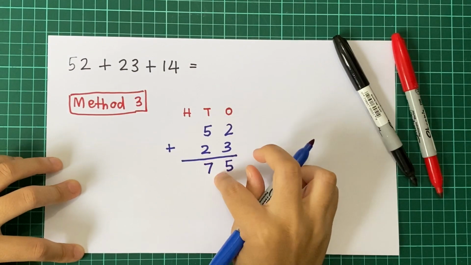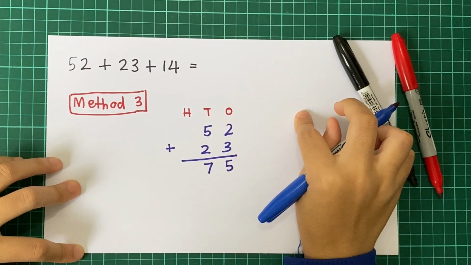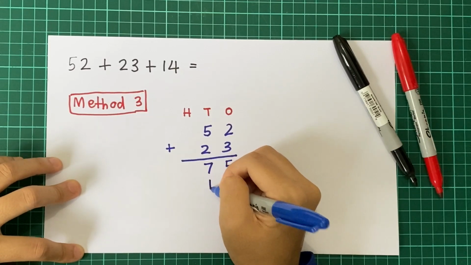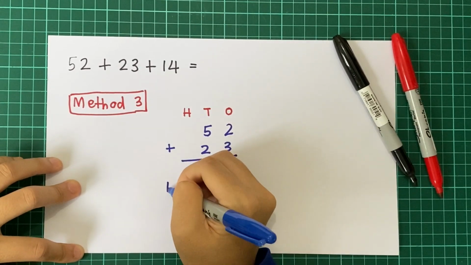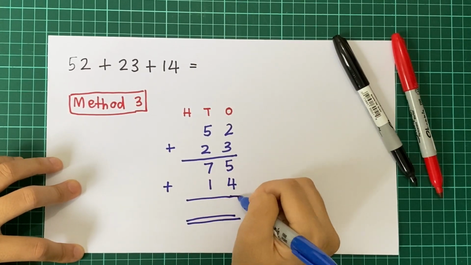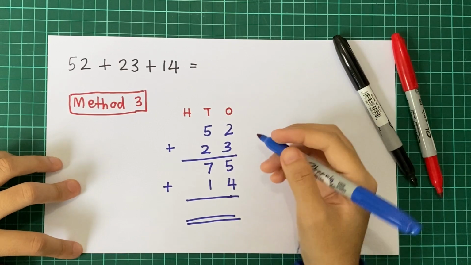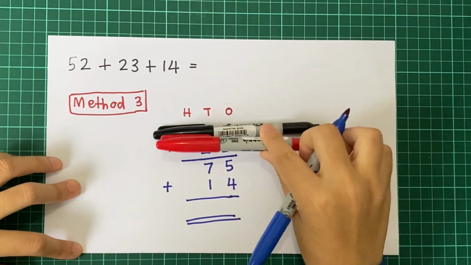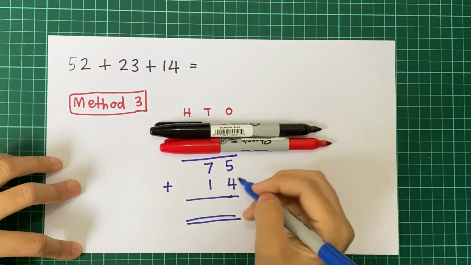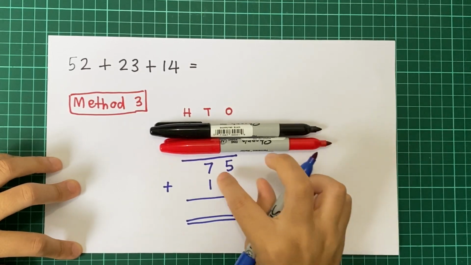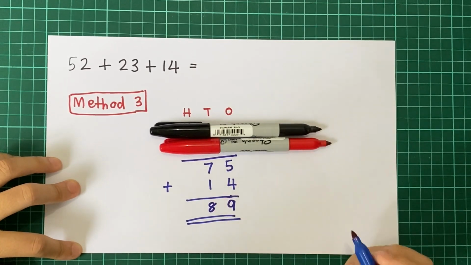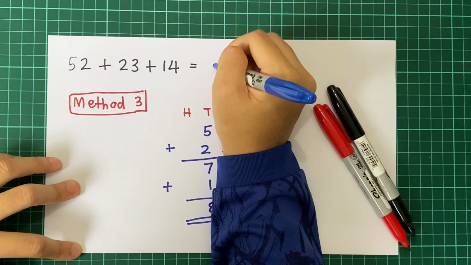Now, when you get this answer, no need to bring to the other side. You just add the third number at the bottom part. It is 14. And then you plus again. Alright, so for the second addition, you don't look at the top part. Just look at the bottom part. 5 plus 4 equals to 9. And then 7 plus 1 equals to 8. So the answer is 89.